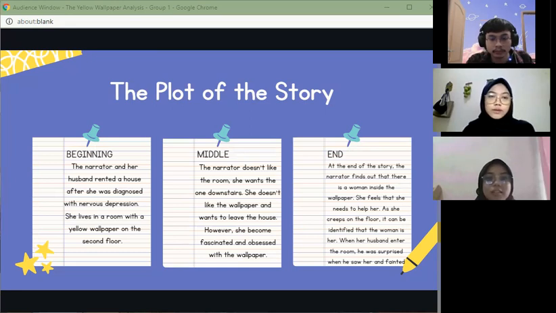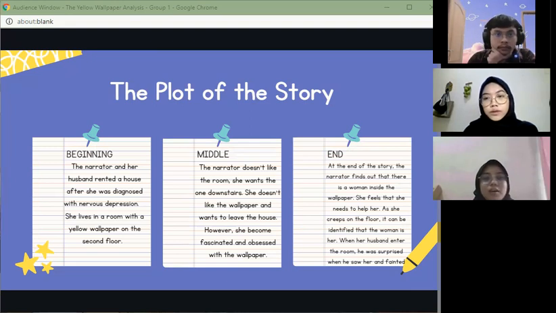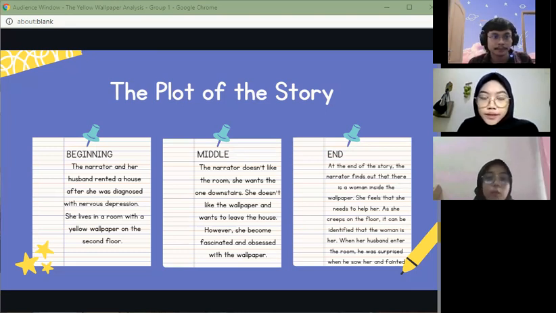And here starts the rising action, or the middle of the story. It is when the narrator doesn't like the wallpaper. She wants to change it, but her husband refuses. And as time goes on, the narrator becomes more fascinated by the wallpaper, and sometimes she sees a woman creeping along the wallpaper, and then she knows that the woman inside the wallpaper looks imprisoned, and the narrator becomes focused on the wallpaper and excited about the woman.